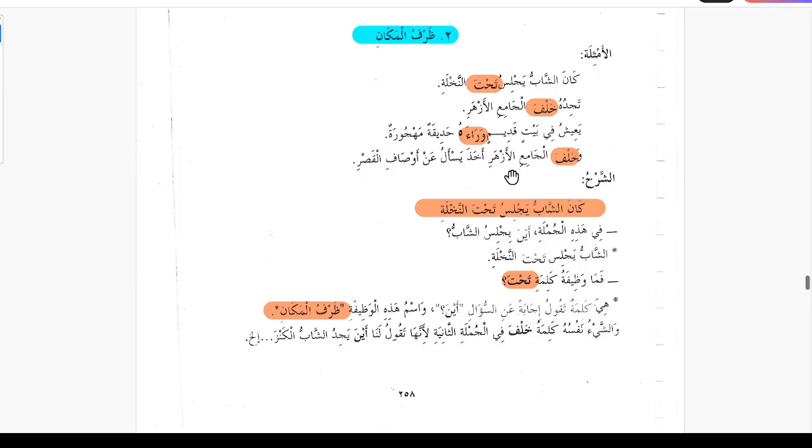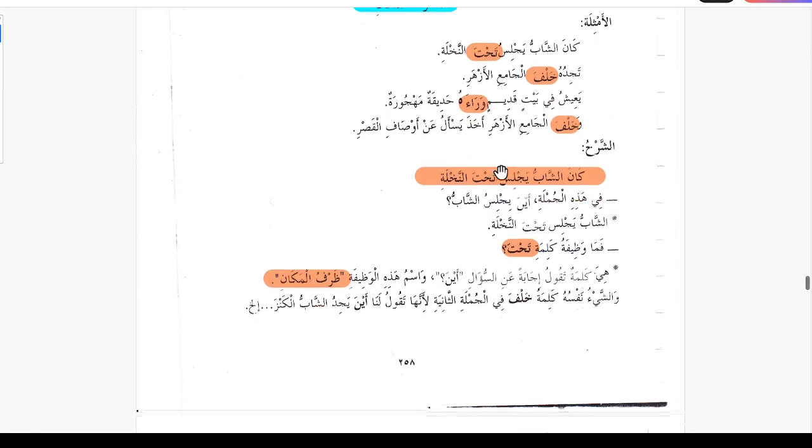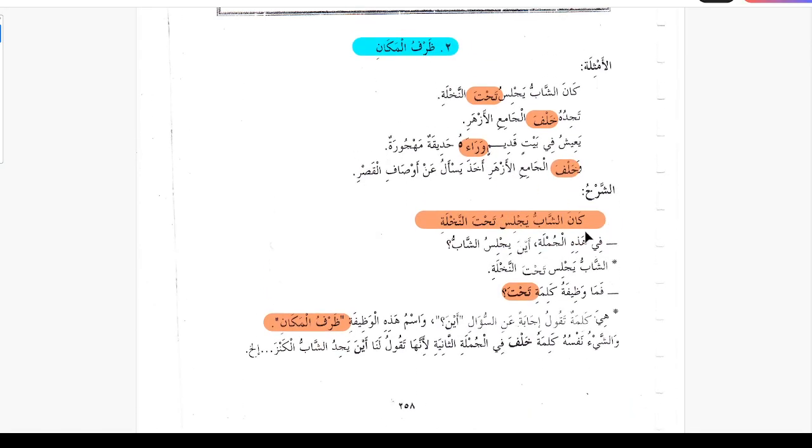Wa khalf al jami al azhari akhaza yas'alu an usafil kasri, and behind the Al-Azhar mosque he kept on asking about the characteristics of the palace. So we study this in the main lesson and then you know what we are talking about here, but for now just know that khalfa is the zarfu makan, because this tells where he was asking about the characteristics of the palace. So now the explanation.